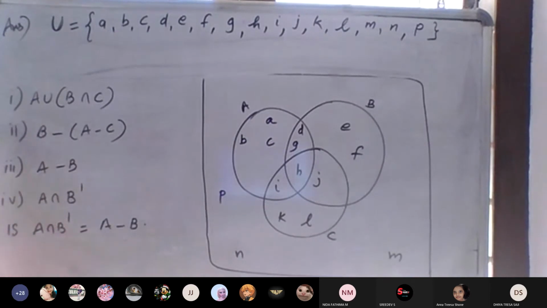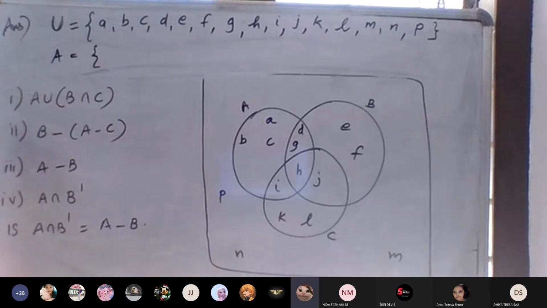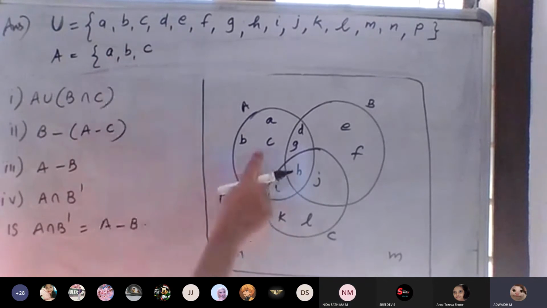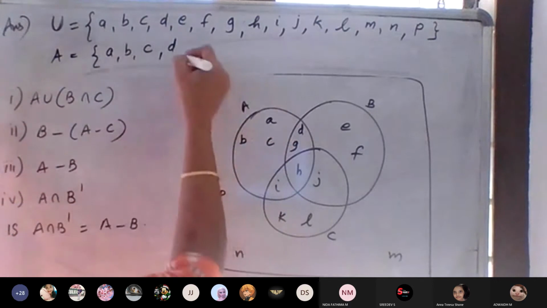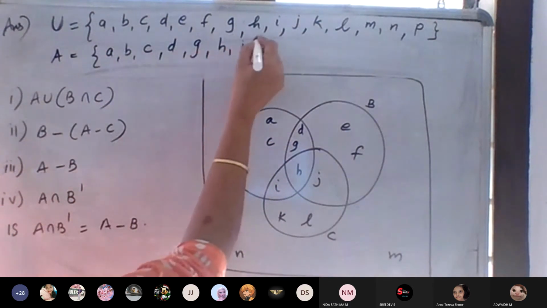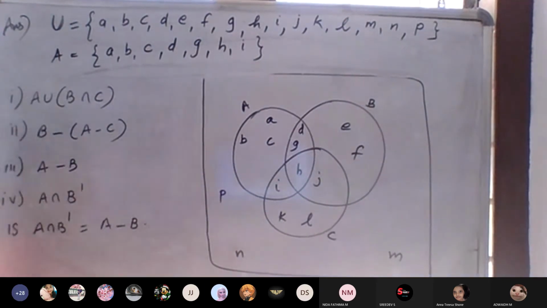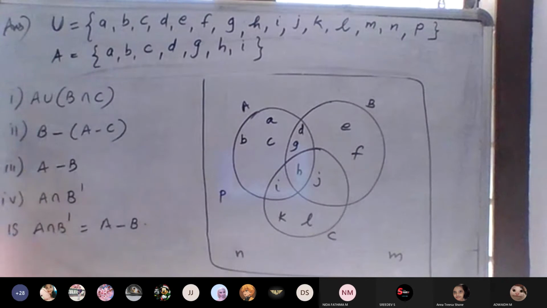Then A. A is equal to the set A, B, C, D, G, H, I. Understood how to take? Any doubt in this? The elements in A, don't bother about whether it is in C or B. It is there in A, so that you should write.